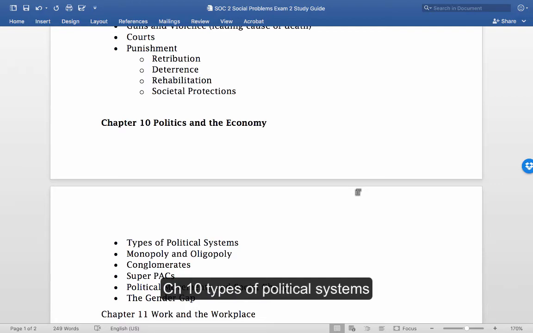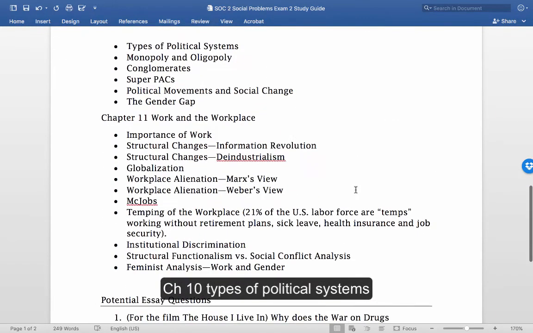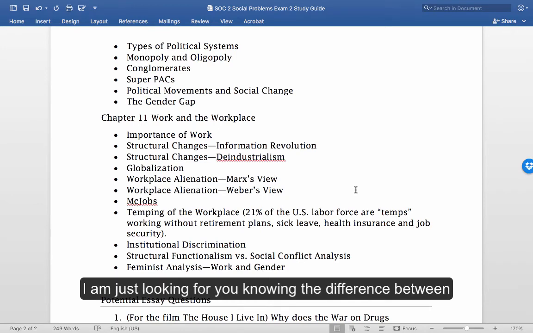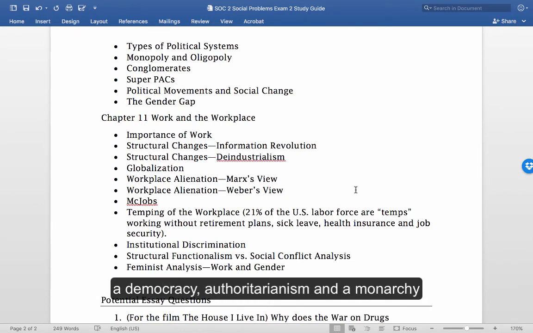Alrighty, chapter 10. All right, types of political systems. I'm just looking for you knowing the difference between a democracy, authoritarianism, and a monarchy. Oh, and socialism, right? Which are just the kind of very basic systems.